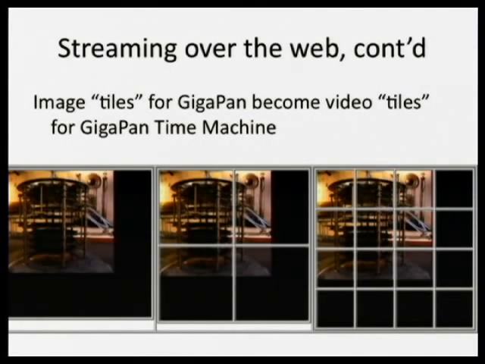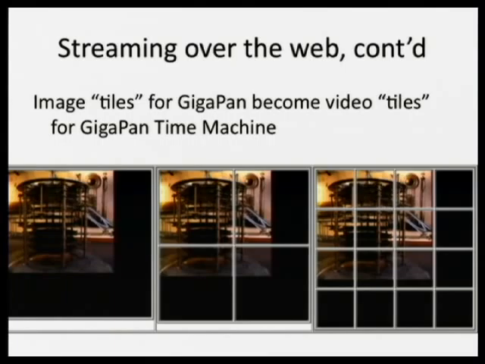A little bit of technical detail behind that. The Gigapan viewer, to show images as you zoom in, divides your image into a multiple resolution set of tiles. So there are coarse tiles when you're zoomed out and fine tiles when you zoom in. As you zoom in, it just replaces the coarse tiles with the fine tiles.